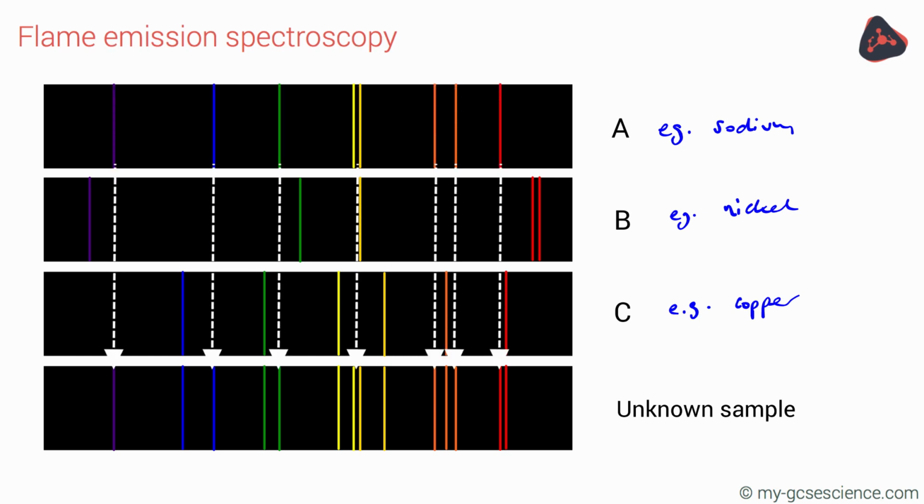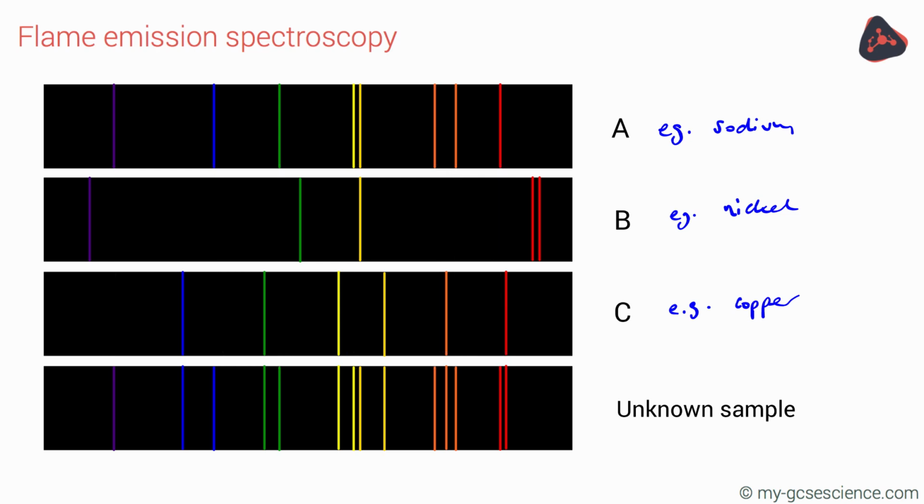If we compare A to the unknown sample first, you can see that all the lines present in A are also present in the unknown sample. However, the unknown sample has more lines than just the lines found in A. This means that it's likely to be a mixture of two ions.